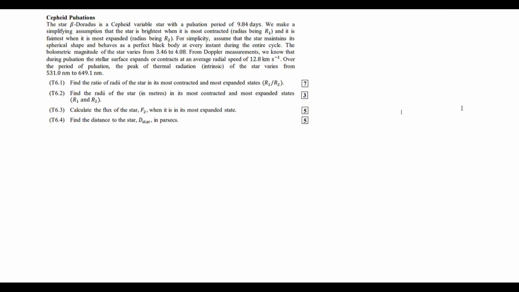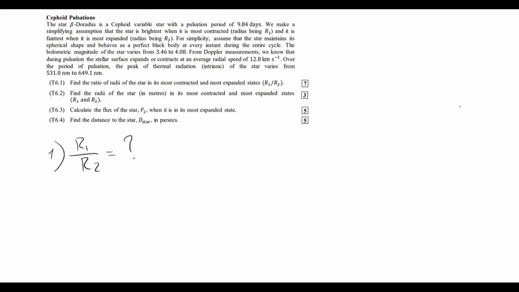From Doppler measurements, we know that during pulsation, the stellar surface expands or contracts at an average radial speed of 12.8 km per second. Over the period of pulsation, the peak of thermal radiation intrinsic of the star varies from 531.0 nanometers to 649.1 nanometers. First, we have to find the ratio of radii of the star in its most contracted and most expanded states. So let's write it. R1 over R2, we have to find it.